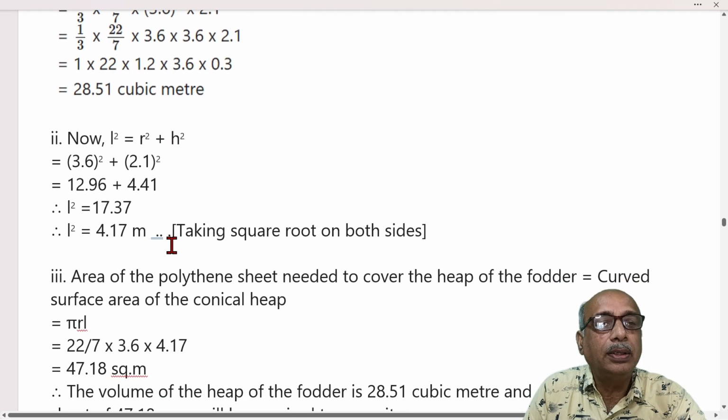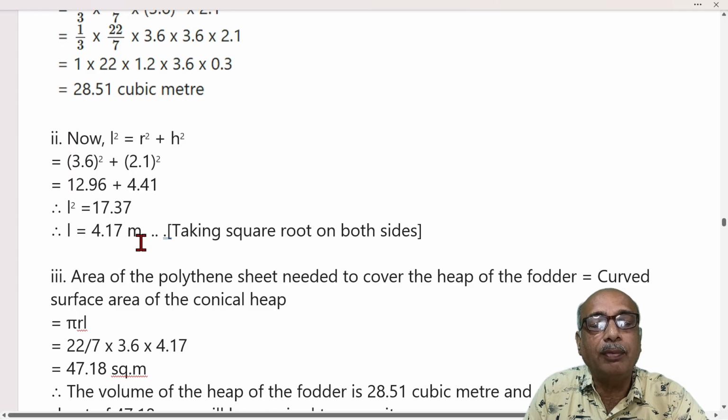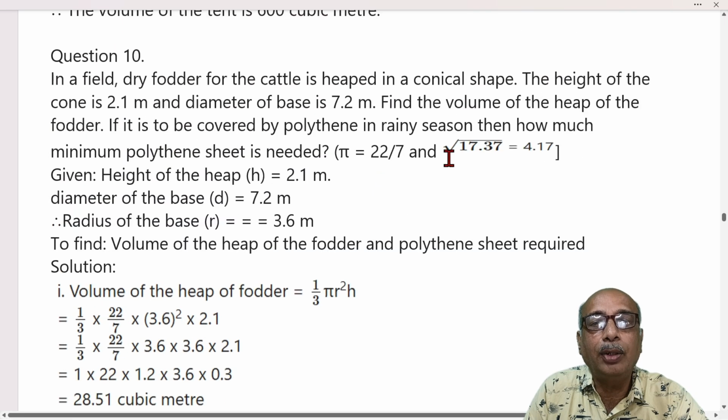We want the slant height. So your formula is there, L square equals r square plus h square. Substitute the value of r and h. Calculate, L square equals 17.37. Taking square root on both the sides, L equals 4.17. 4.17 from where? It was given.